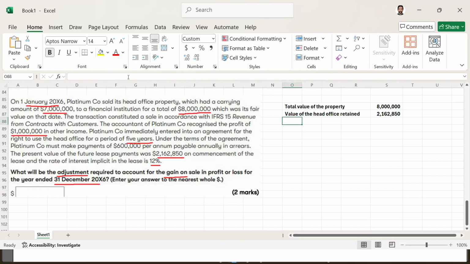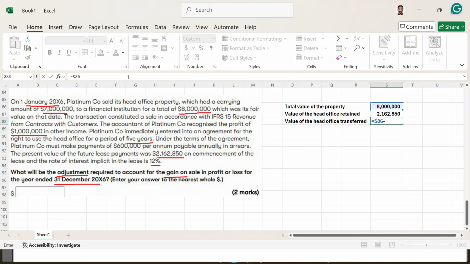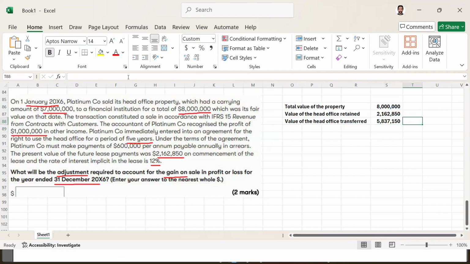And the value of the head office transferred is the difference of the two. The total value is 8 million. We take away the value that has been transferred. So the gain that needs to be recognized should be for this value, gain recognized. So we need to recognize the gain only for this portion.